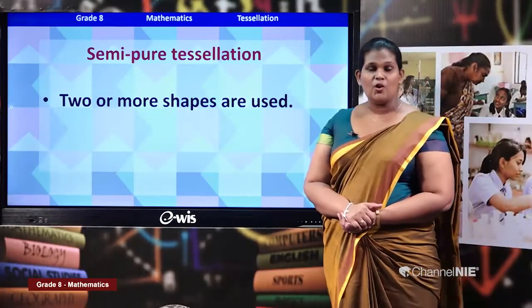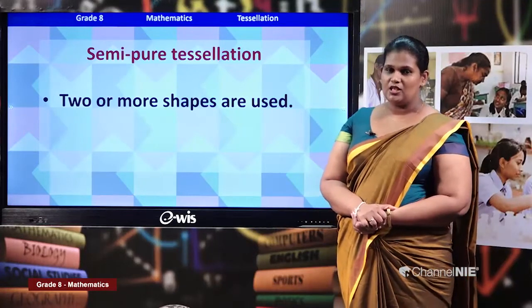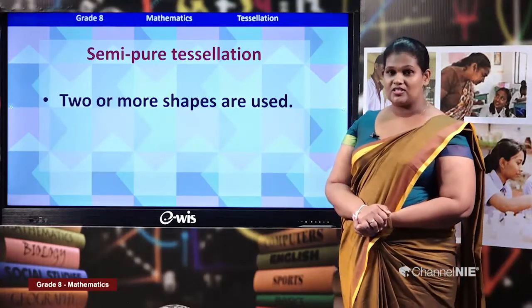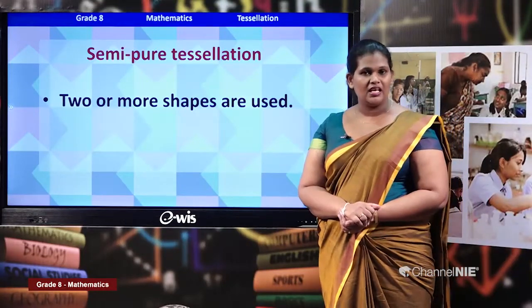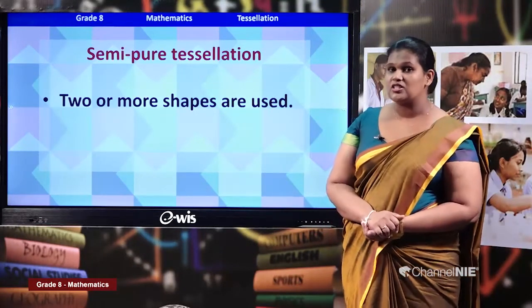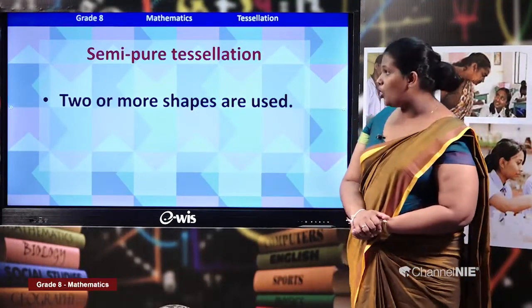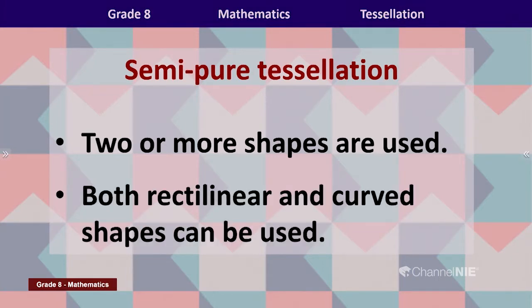Right. Now we have discussed more about semi-pure tessellations. So that is also a lesson you have learnt in grade 7. So what were there in semi-pure tessellations? First we said semi-pure tessellations consist of two or more shapes. And then we said in semi-pure tessellations we have both rectilinear and curved shapes. We can use both of them.